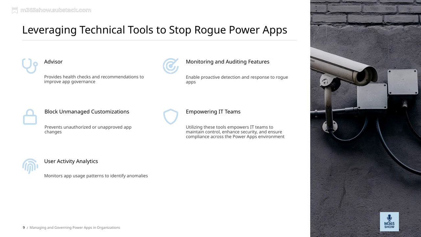User activity analytics further strengthen our oversight by helping us prevent unauthorized or unapproved changes to apps. And with the ability to block unmanaged customizations, we can enforce governance policies more effectively, providing health checks and recommendations to continuously improve our app management. All of these tools combined give us a proactive approach, making sure our Power Apps environment remains secure, compliant, and well-controlled.